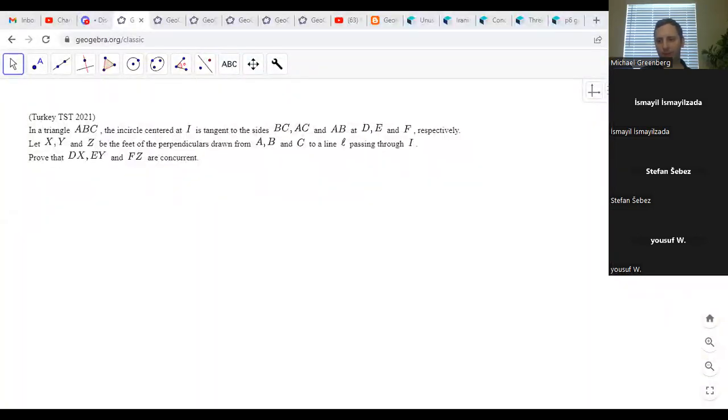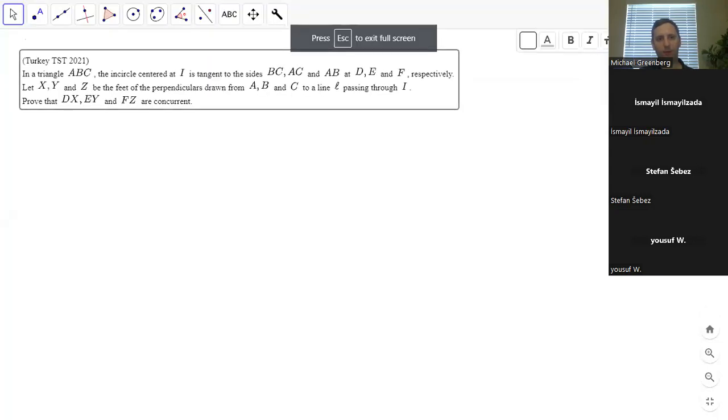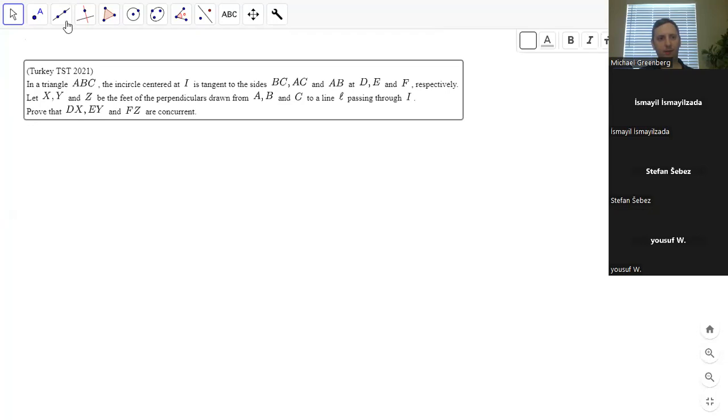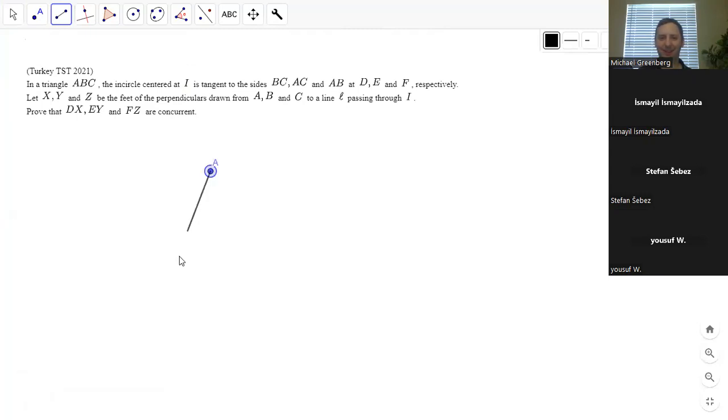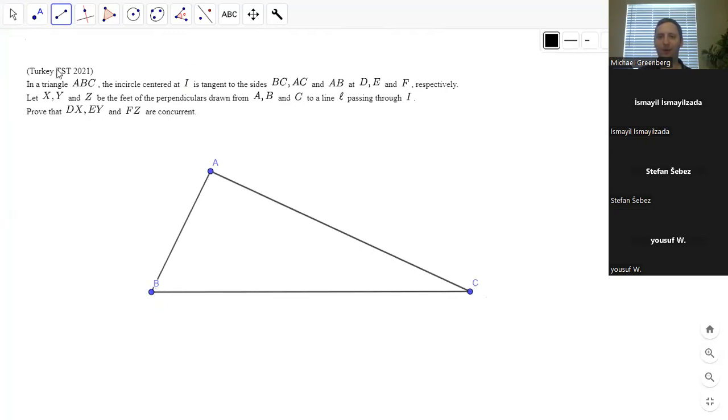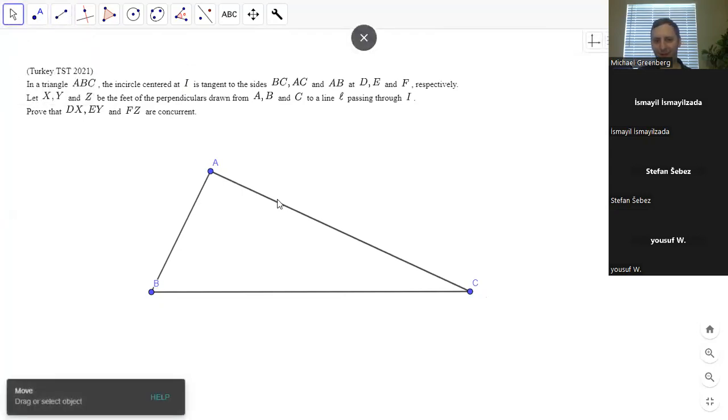Everyone see my screen? So here is the first problem. It's from a Turkey team selection test. So Yusuf sent me this. So thanks, Yusuf. Yeah, I took all the problems he sent me. I know you said you wouldn't be able to make it today, so if you have to drop off early, don't worry, but I appreciate it.